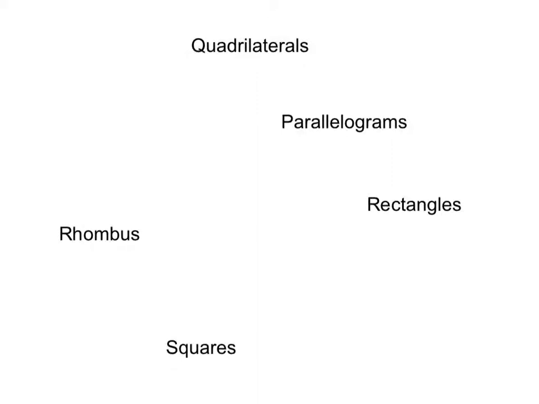Alright, so we're going to talk some more about quadrilaterals today. We have been learning, so far we have learned about parallelograms and rectangles. Today we're also going to learn about a rhombus and a square.